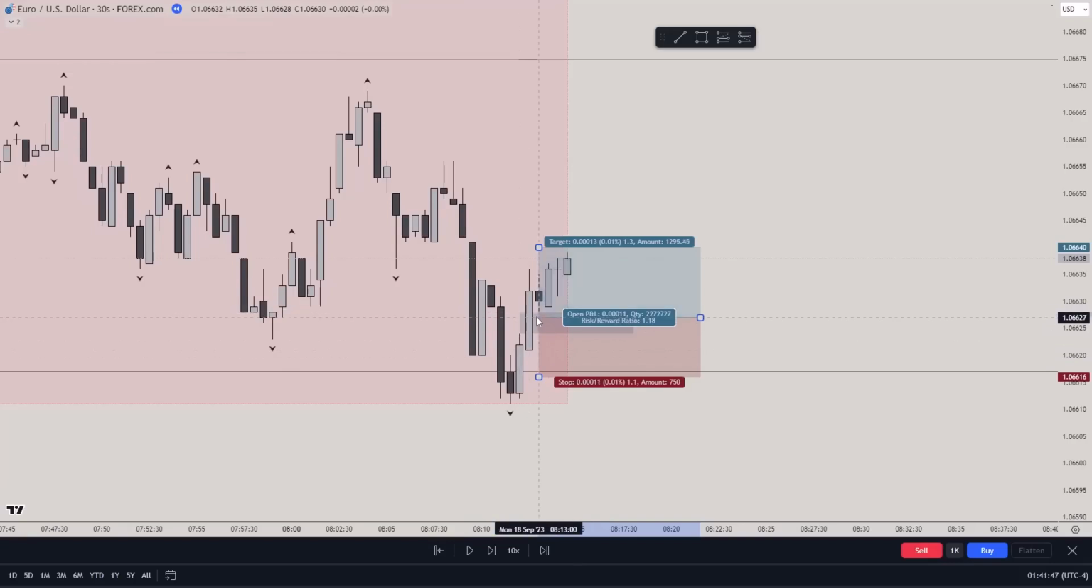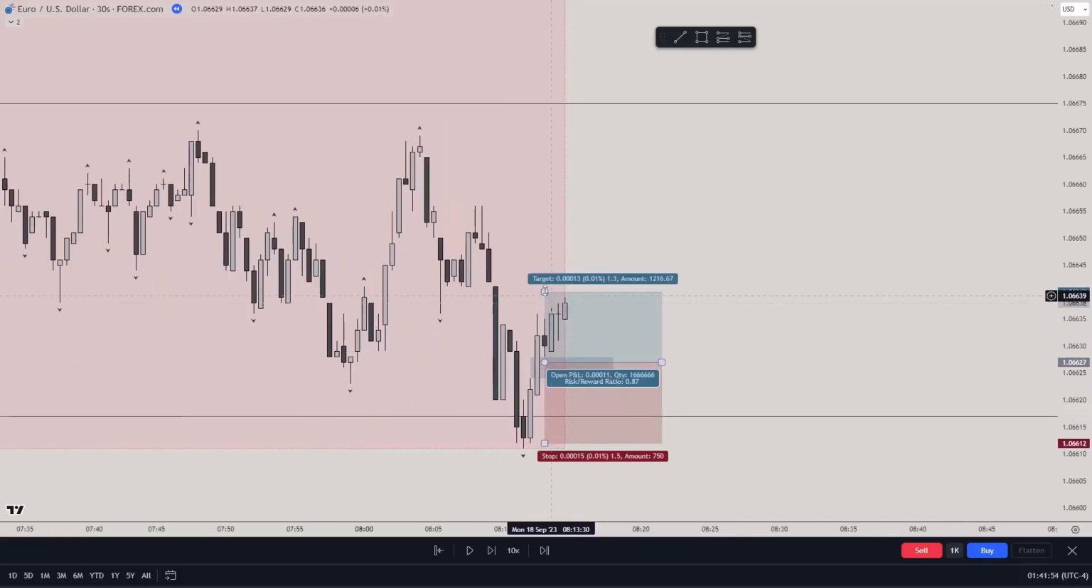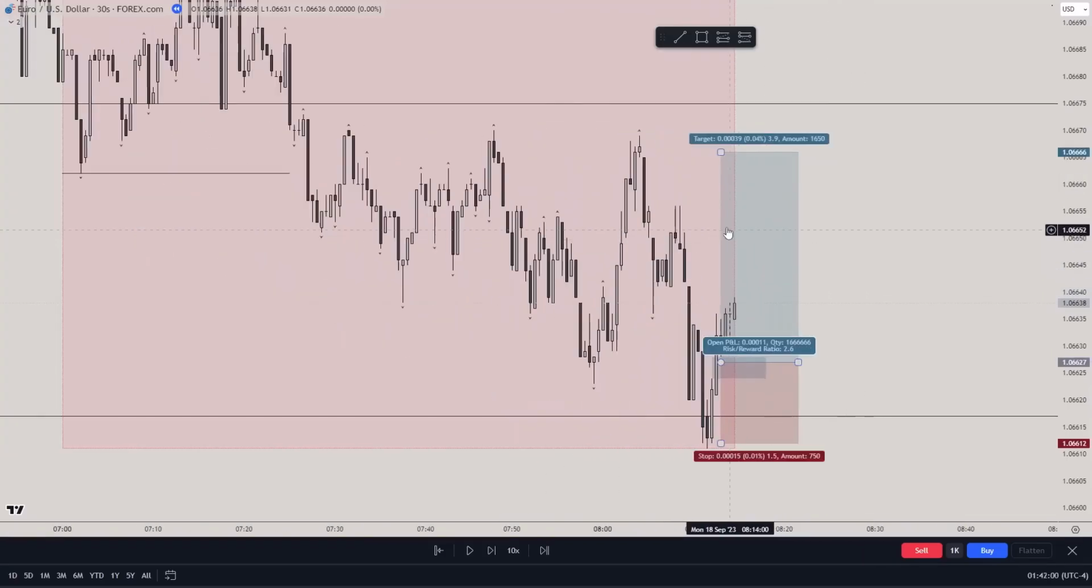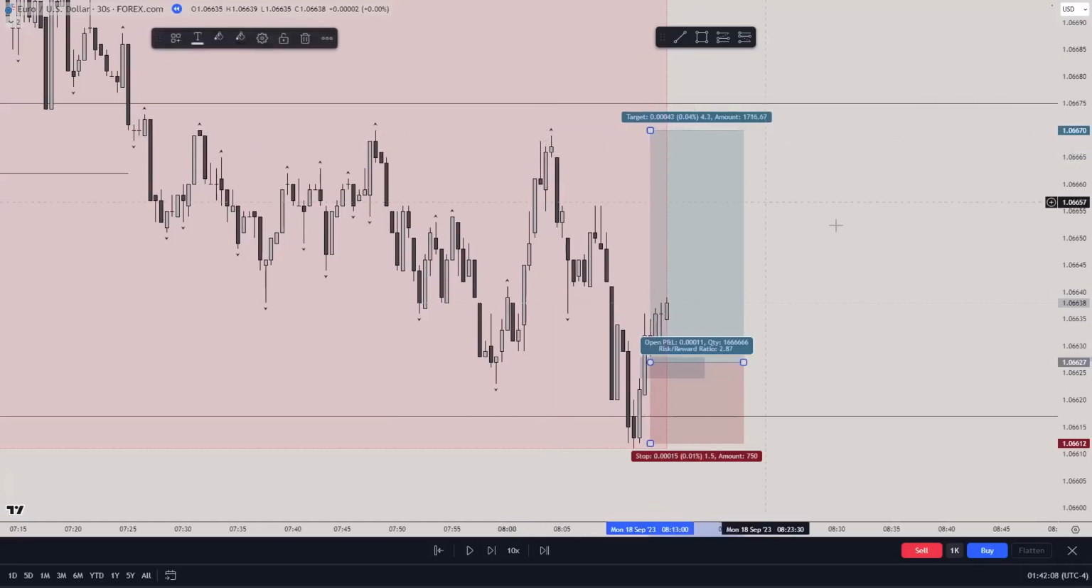So I'm going to have entry like this, stop loss below the low of this candle, and then I'm going to target, so let's do 2.5 right here. You know, I feel like this high and this high are relative equal highs, so maybe I can target those, right, just like this.